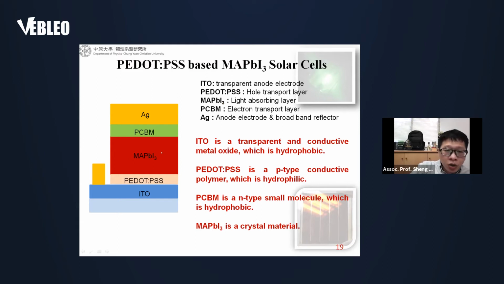Okay, but we know ITO is a hydrophobic material. PSS is a hydrophilic material. PCBM is a hydrophobic material, and the perovskite is a crystal. So it must contain a lot of interfacial problems. Okay, so in recent years, we have tried to resolve this problem.